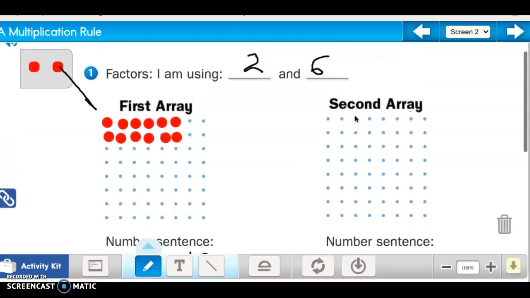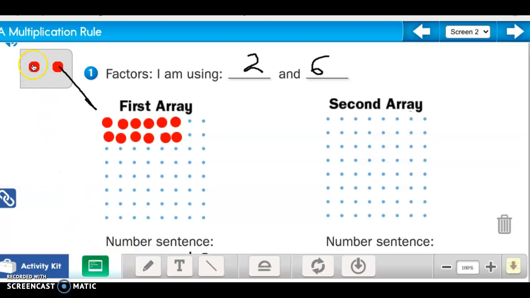And then we're going to do the same thing with the second one. Of course, I have to take this off first. This time, we're going to do 6 rows. 1, I have to pull it all the way over here. 2, 3, 4, 5, come on down, 6. It's not a very straight line, but you got the idea.